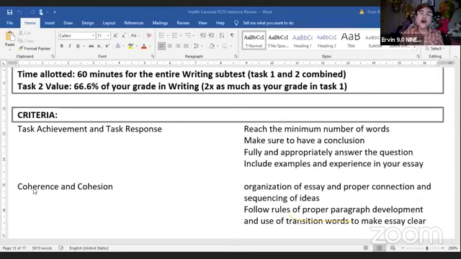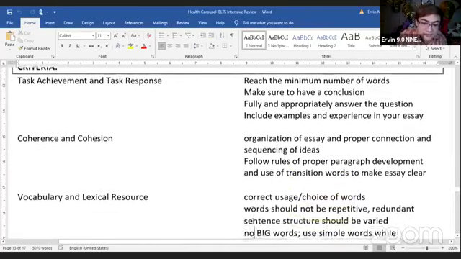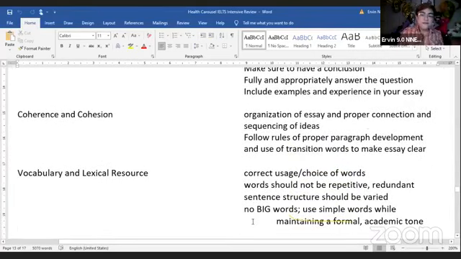Guys, let's move on to the last 2 criteria. They are lexical resource and grammatical range and accuracy. If you attended last week's Facebook Live session or Zoom meeting, I spoke about lexical resource and grammatical range and accuracy, but I just want to make sure that I'm not redundant here.